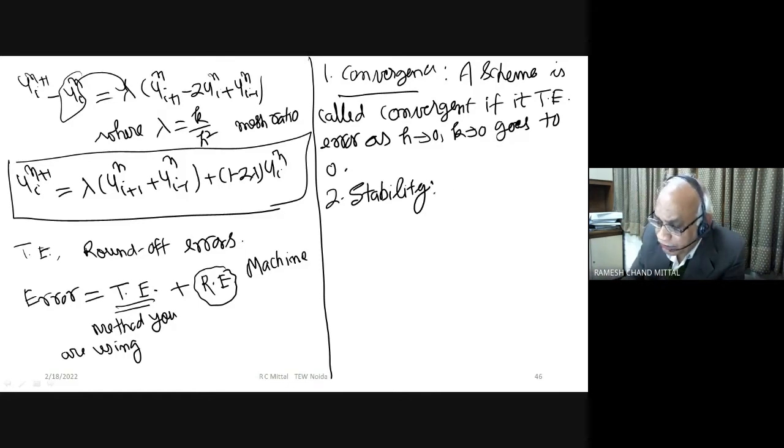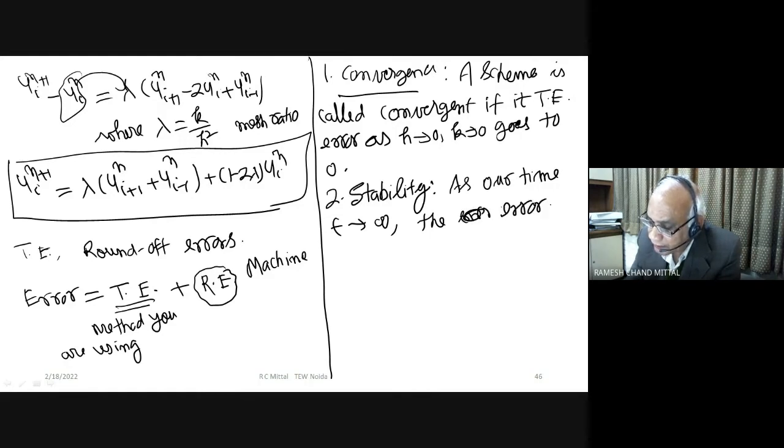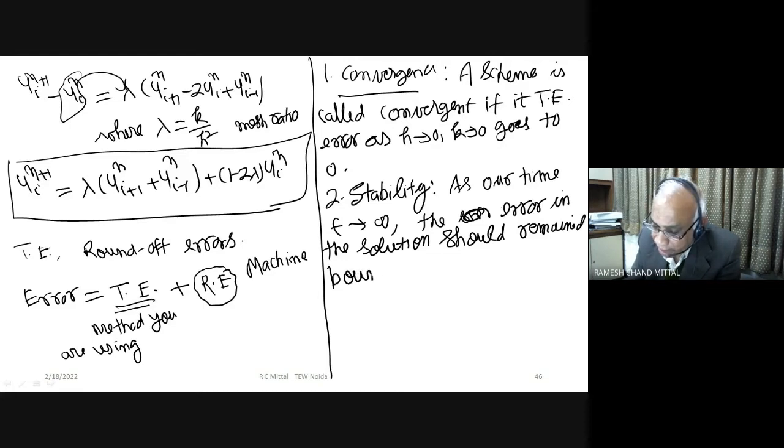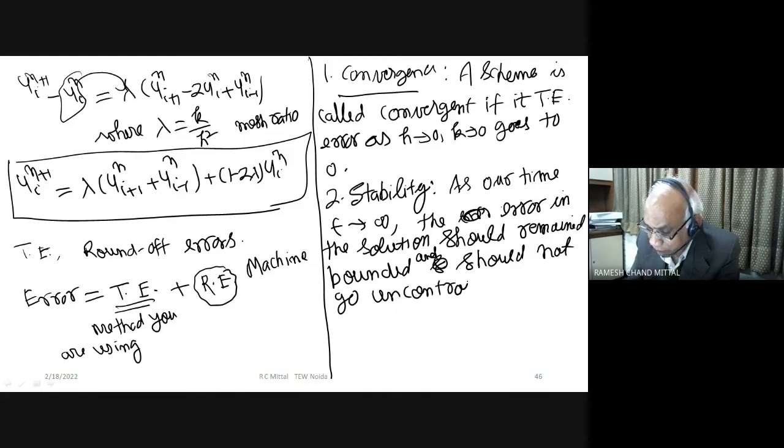What it says is that as time t goes to infinity, because my problem is a time dependent problem and my t becomes very large, then the error in the solution should remain bounded and should not go uncontrolled. They remain under control, I mean to say.